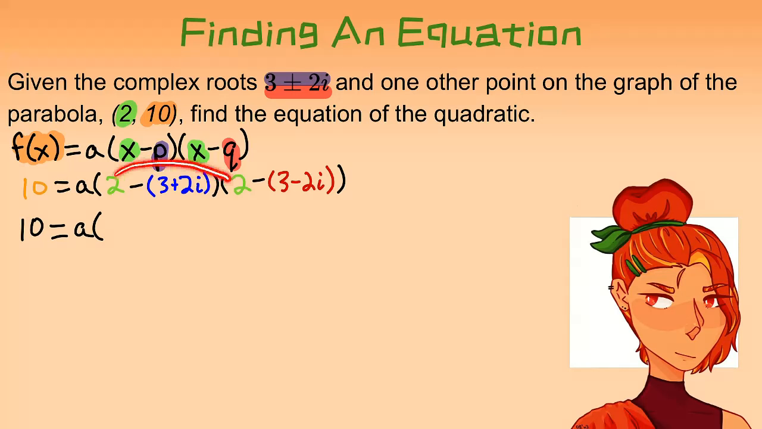Okay, so firsts, 2 times 2, that's 4. I like that start. That's a nice easy start. Outers, here's a little bit more difficult. So 2 times negative 3 is negative 6. And then 2 times positive 2i.